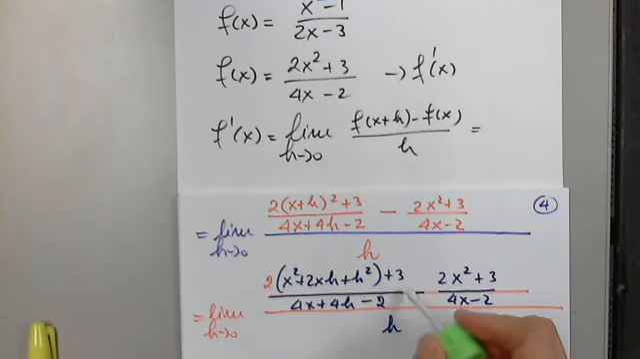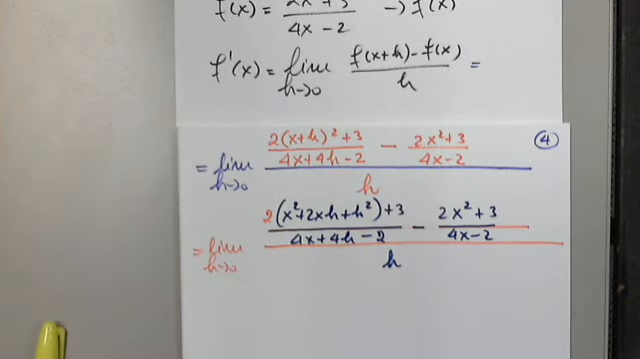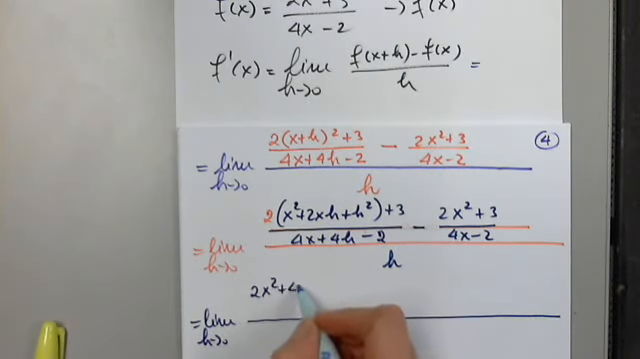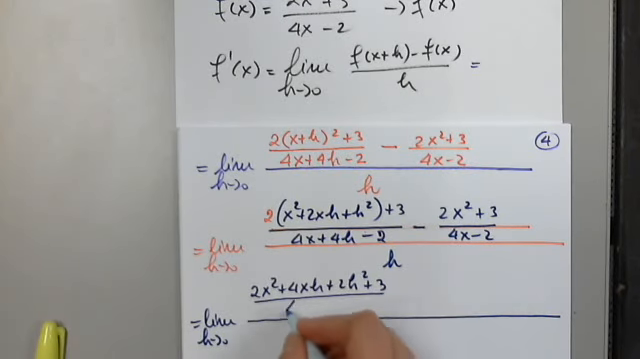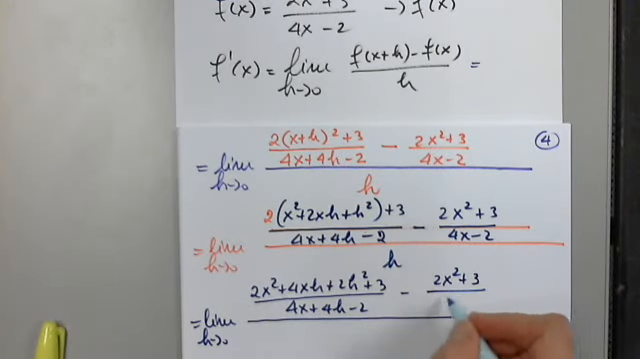Everyone with me so far? Okay. Perfect. I still have to do one more thing. I would like to distribute 2 and then find the least common denominator. So limit, 2x squared plus 4xh plus 2h squared plus 3 over 4x plus 4h minus 2, minus 2x squared plus 3 over 4x minus 2, over h. Are you with me? Do I need to wait? Okay.